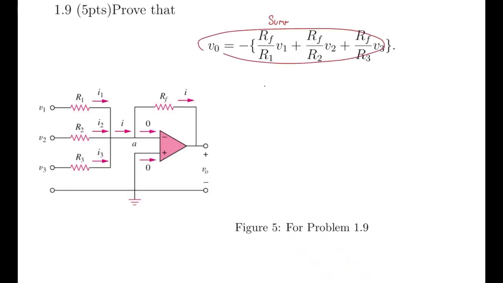1.9. Prove that the formula for the summing amplifier is true. First, let us use Kirchhoff's current law on node A, or the negative terminal of the operational amplifier.